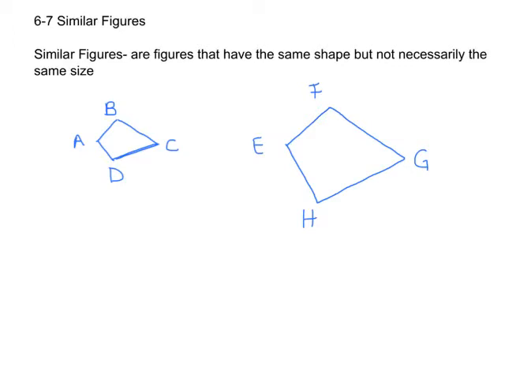And the way that I note if something is similar is I can say that the polygon ABDC is similar to the polygon EFHG. And what makes a similar figure is when they have corresponding parts and they are also congruent.